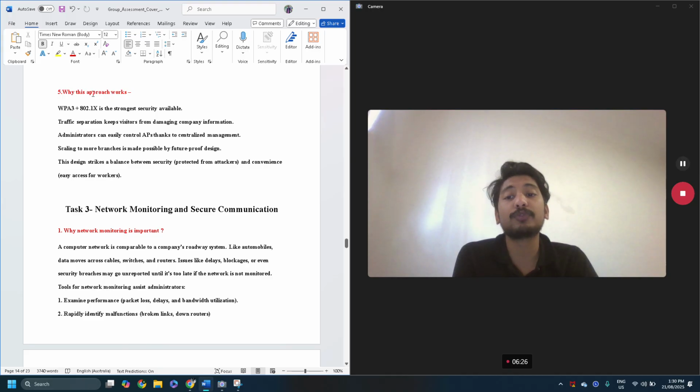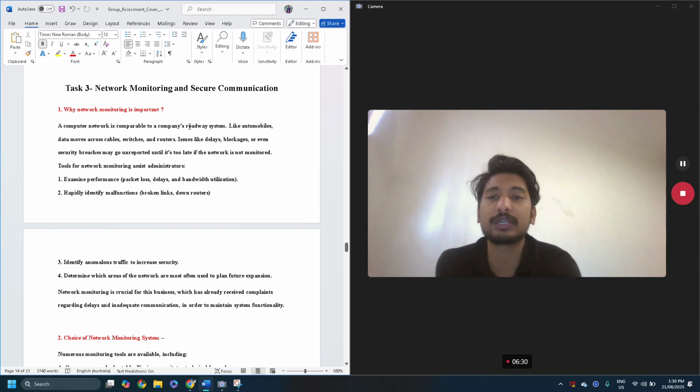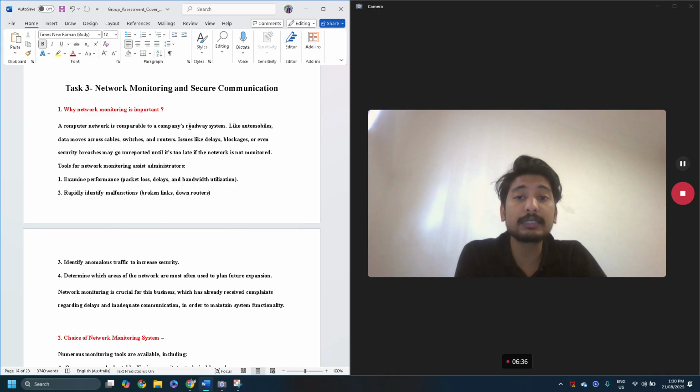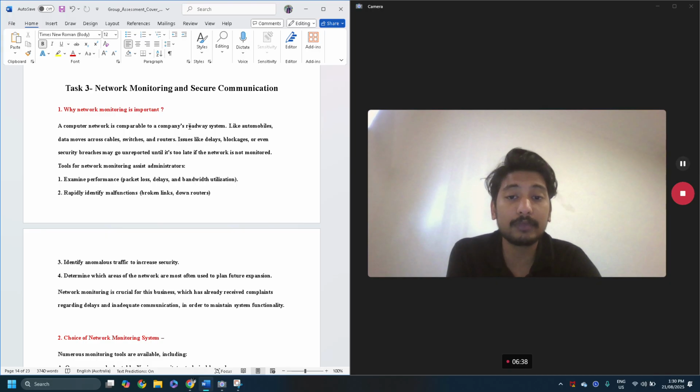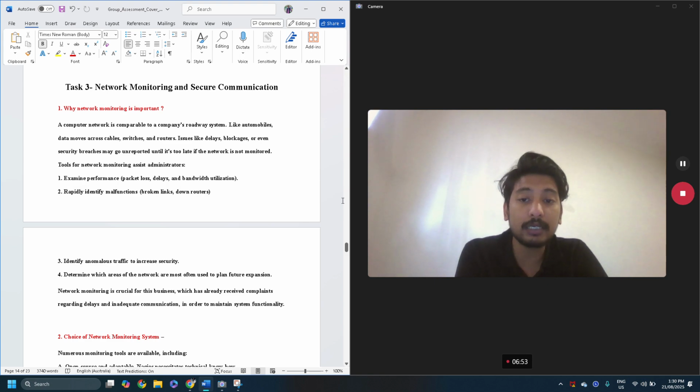Let's move to task 3, network monitoring and secure communication. Why is network monitoring important? I recommend the PRTG Network Monitor because it's easy to use, affordable, scalable as the company grows, and provides real-time bandwidth and device monitoring. It sends alerts for failures.